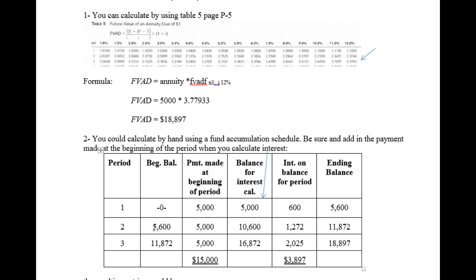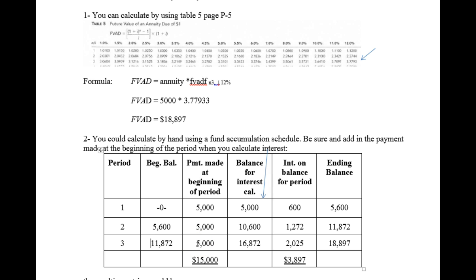The beginning of the next year, you have 5,600, and on that very day, you put in another 5,000. And it sits there for the whole year. So you have interest accumulating on 10,600, the balance of those two, for the whole year. 12% of that is 1,272. So your ending balance would be 11,872. That would be your beginning balance at the beginning of the 3rd year.